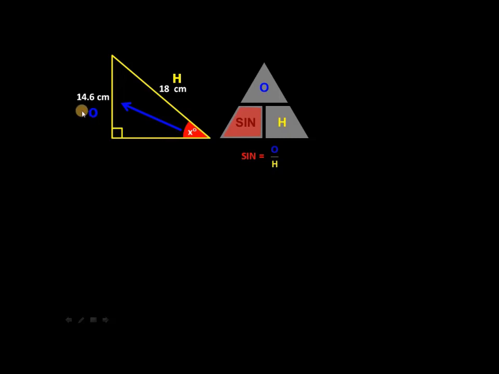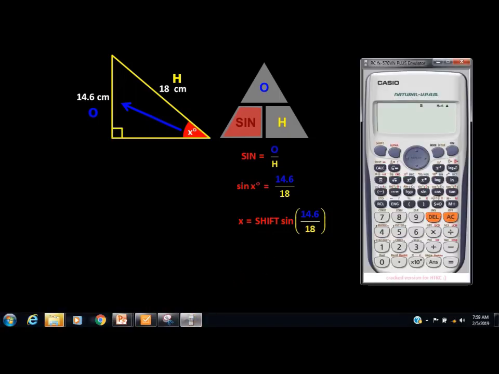Replace the numbers in the question. O is 14.6, H is 18 in this equation. You get sine x is this fraction. We want the angle, so we must go back to the angle with shift sine. So x is shift sine of this fraction. We now bring in the calculator and do this on a calculator.